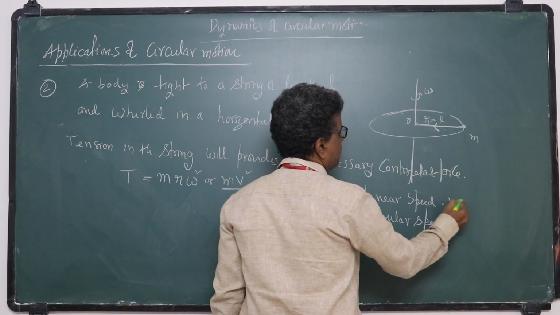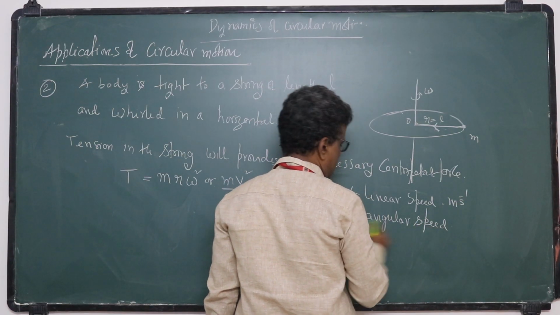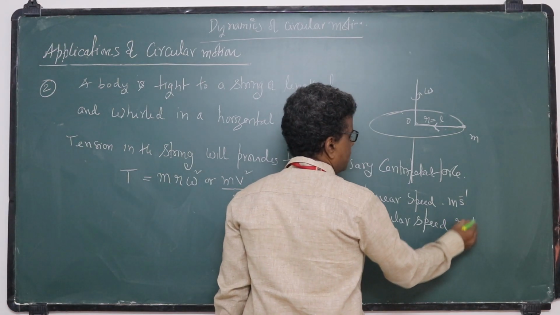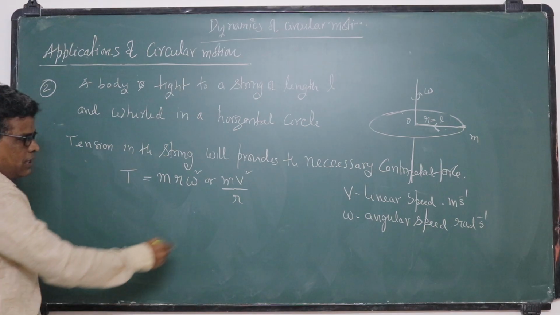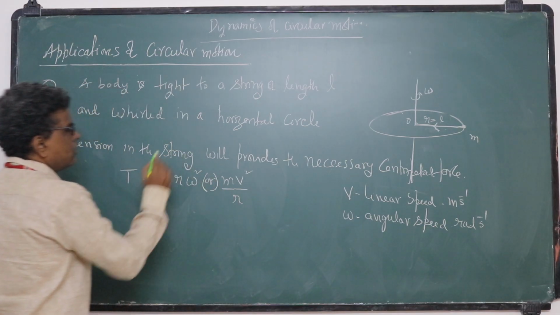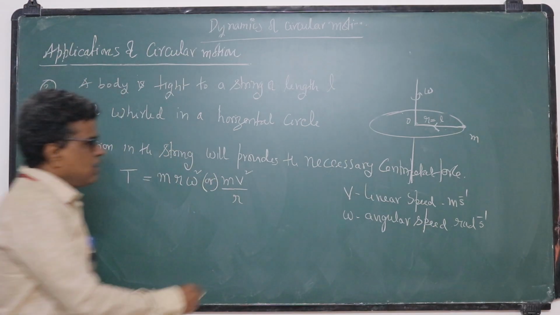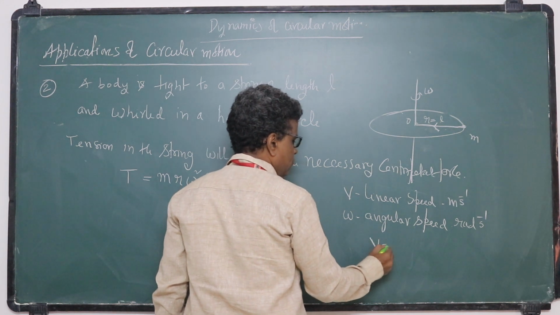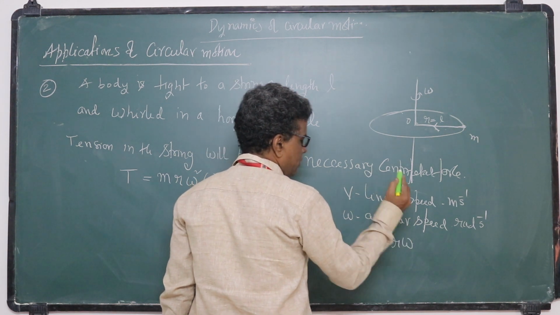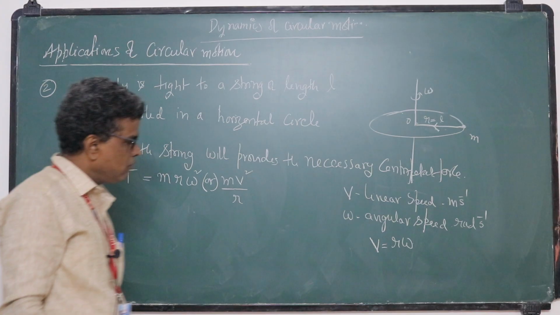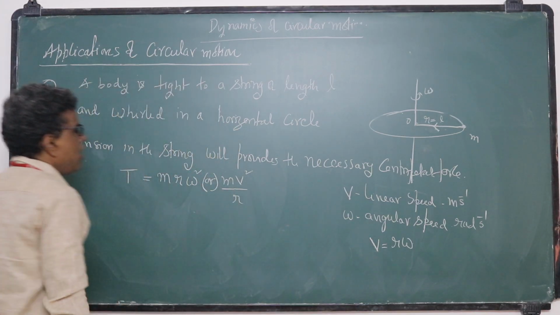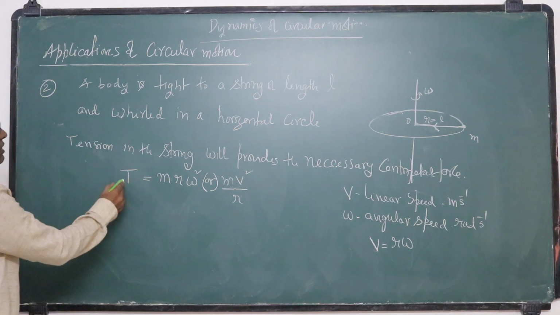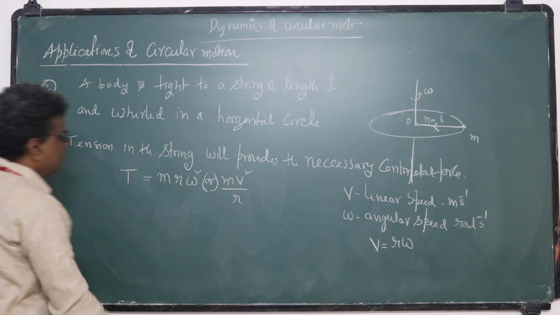Linear speed is meter per second, angular speed is radian per second. In the given problem, we can choose any one. Both are related according to the equation v is equal to r omega. We can convert from one to other by using this relation v is equal to r omega. So the tension in the string will provide the necessary centripetal force.